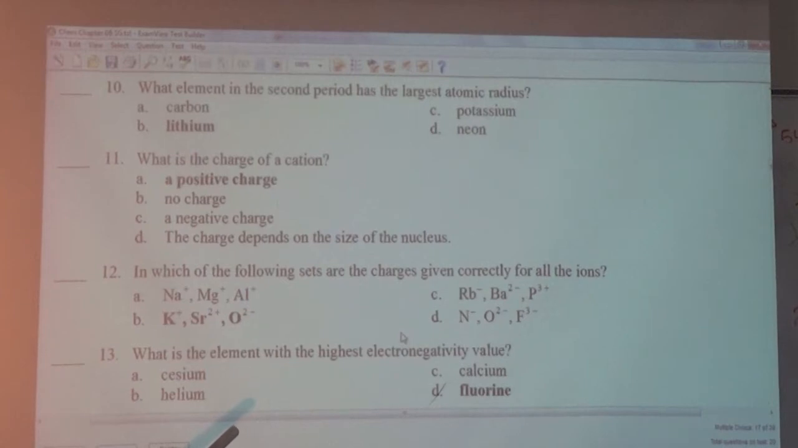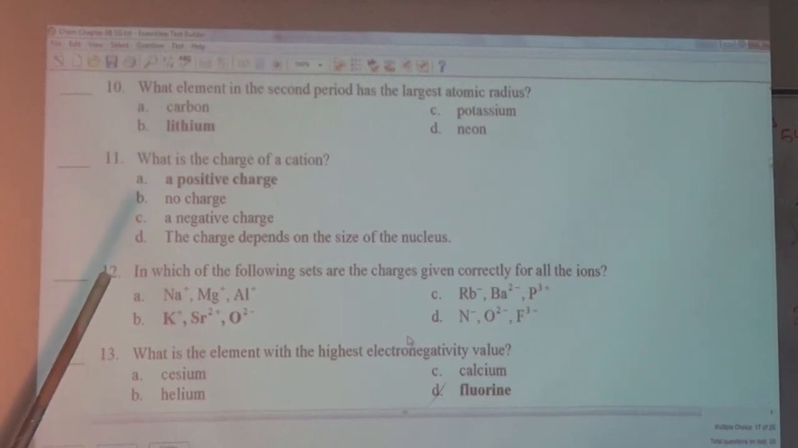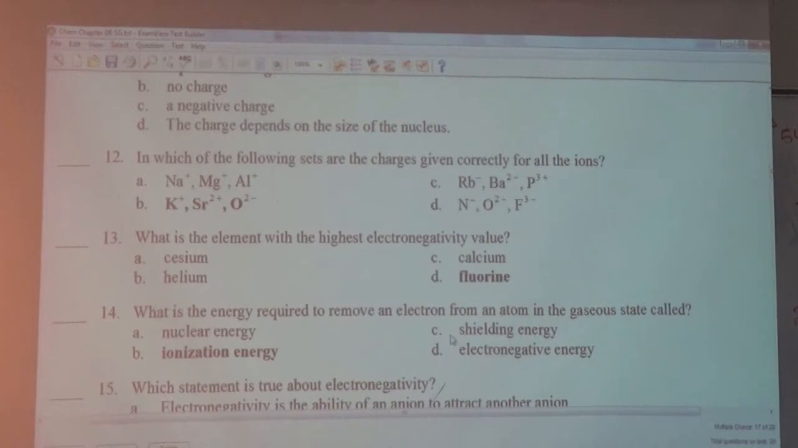10. What element in the second period has the largest atomic radius? B. Lithium. 11. What is the charge of a cation? A. Positive charge. 12. In which of the following sets are the charges given correctly for all the ions? B. K+, Sr2+, O2-. 13. What is the element with the highest electronegativity value?